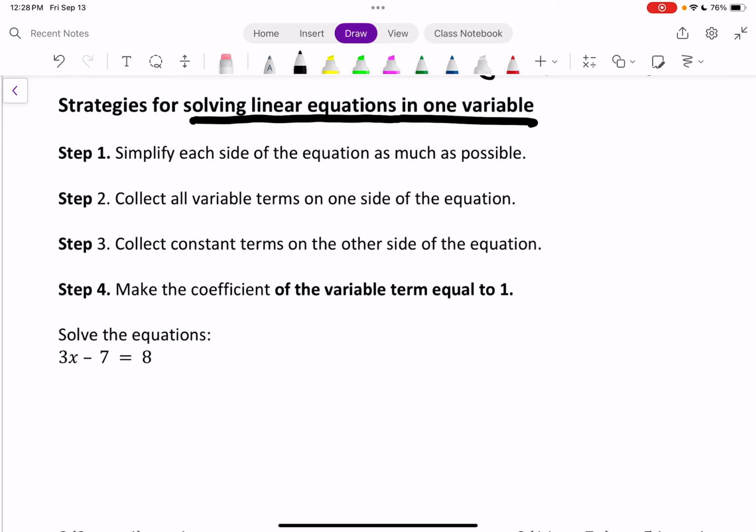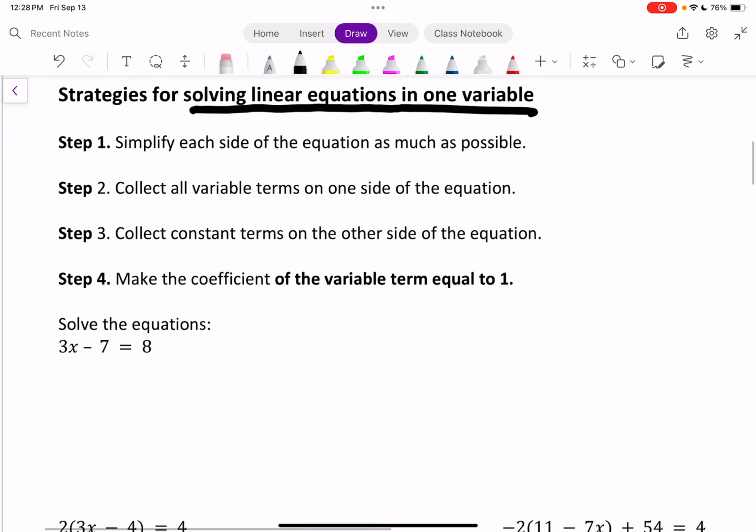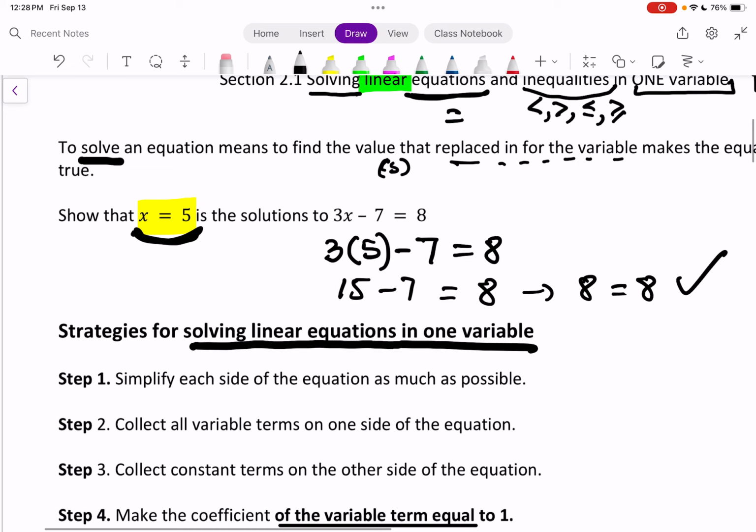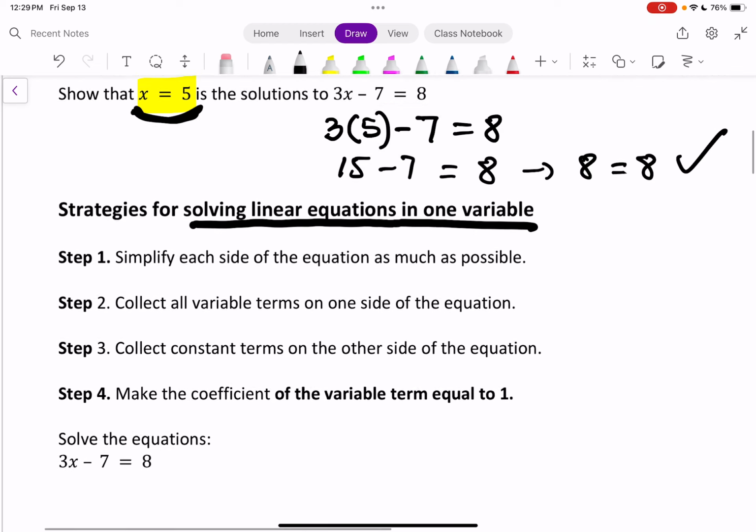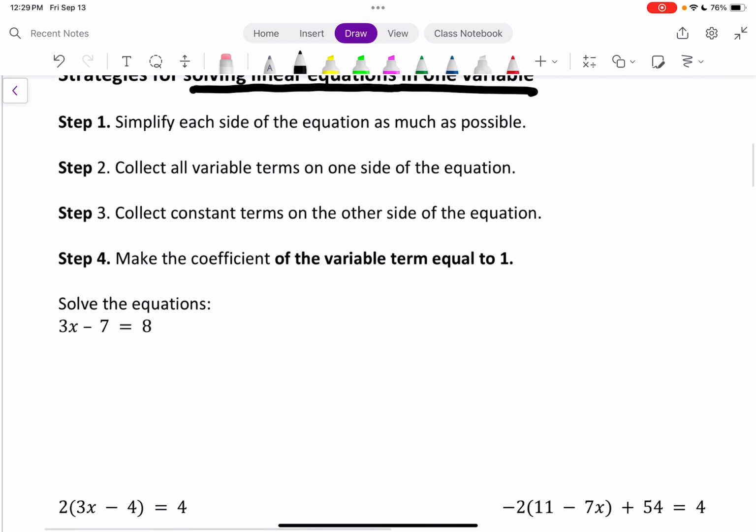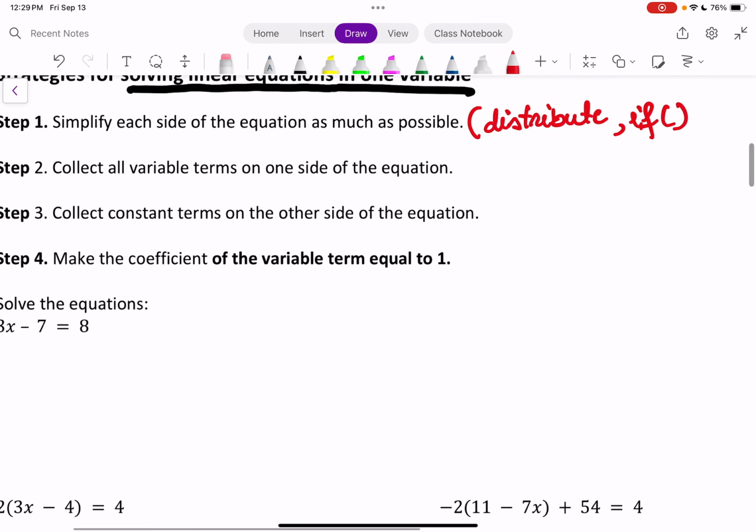Okay, so number one, let's look at solving the equation that we actually looked at before. We know the answer is going to be 5, but we want to see how do we get there. So the steps of solving a linear equation in one variable would be to simplify each side of the equation as much as possible. As in, if you see parentheses, distribute. So if you see any parentheses, distribute, then combine like terms.